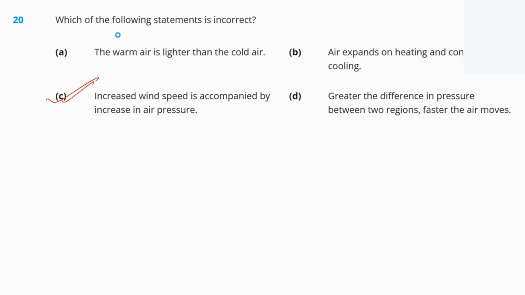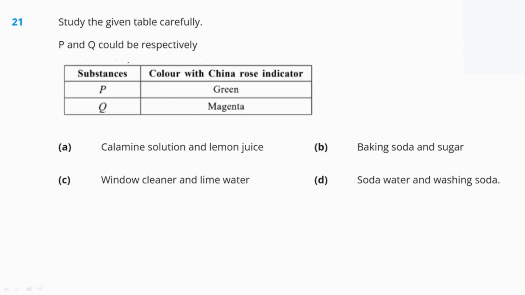Next one. Study the given table carefully. P and Q could be respectively. So P is a substance which gives green color with China rose indicator, and Q gives magenta. So P is a base and Q is an acid, right? So first is calamine solution and lemon juice. Yes, calamine solution is a base and lemon juice is an acid. So option number A is our right answer for this question.